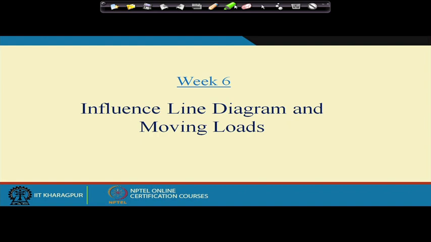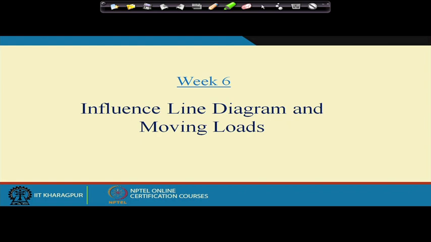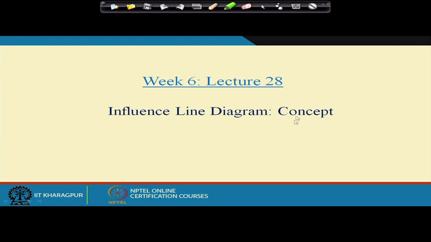What is an influence line diagram? I am not going to tell you right now. We will understand as we go through. First, let me show you some structures which are subjected to moving loads. Today we will just introduce the concept of the influence line diagram, and in subsequent lectures we will see different examples and other aspects of the influence line diagram.